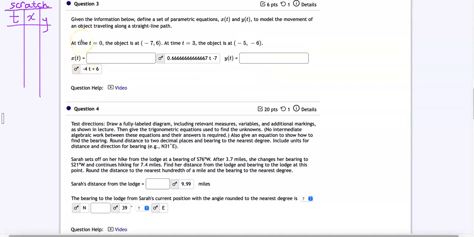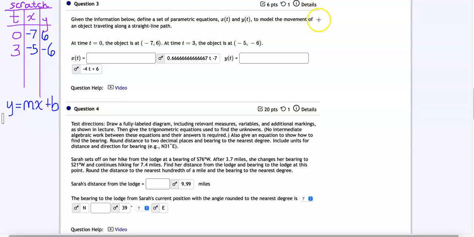Now for question 3, you may want to make in some of your scratch work a t, x, y table for these values, in which case you would have t values at 0 and 3, and then the x and y values are -7, 6, -5, -6. Each one of these equations, x of t and y of t, you can see the answers here already, but you will notice that they are in the form y equals mx plus b. That is, they are linear equations, so for each x and y we need to figure out what the slope is. Now this is not part of your work, this is just scratch work over here.